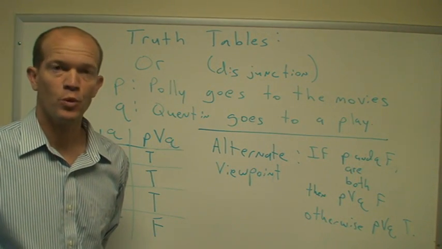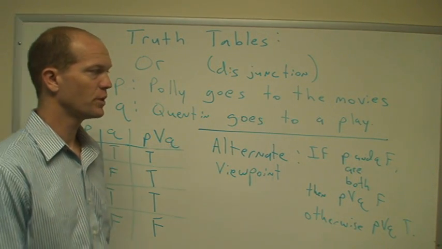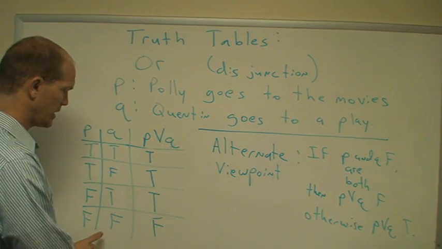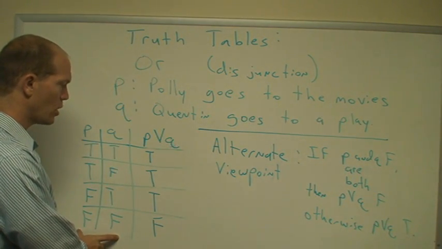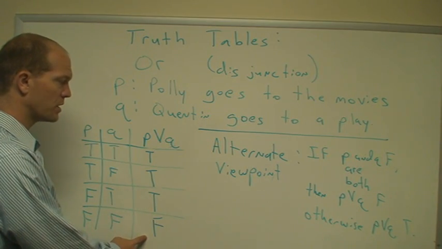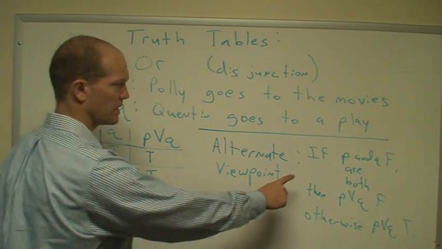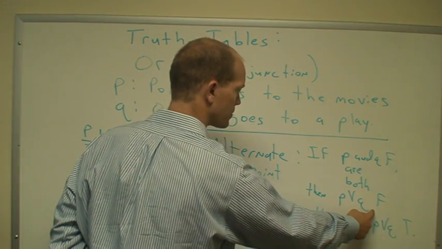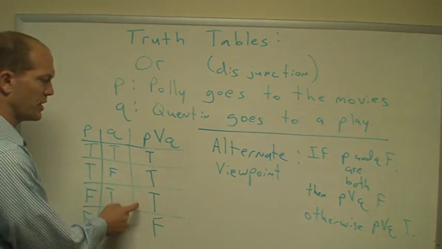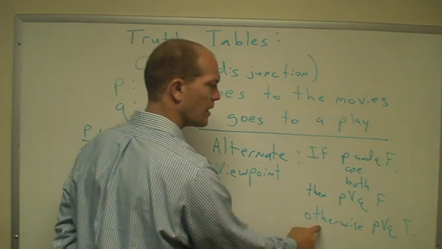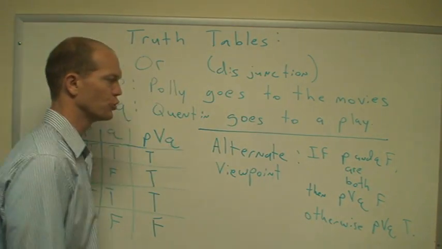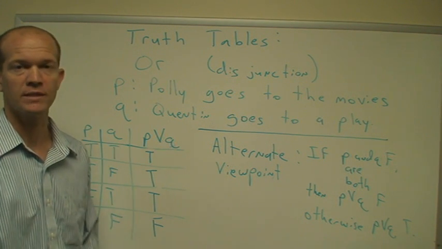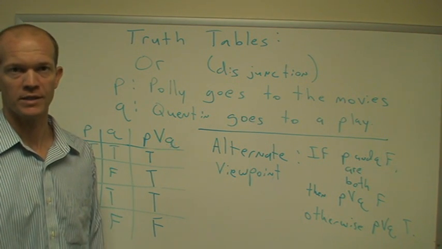The alternate viewpoint that we're going to consider with the disjunction, with or, looks at it this way. What we see on this table is that when both P and Q are false, the or, the disjunction, is false. That is, if P and Q are both false, then P or Q is false. In every other situation, P or Q is true. So we'll say otherwise, P or Q is true. This is what we will typically use when we consider bigger truth tables in class, and we'll see another use for it later in class as well.